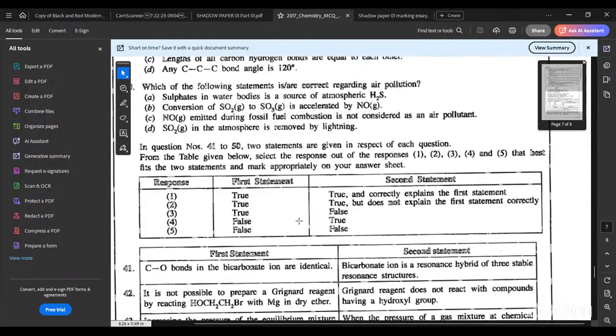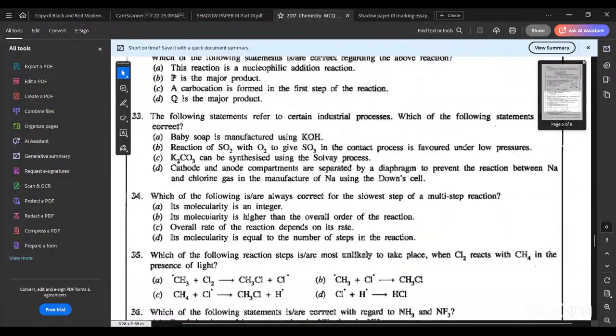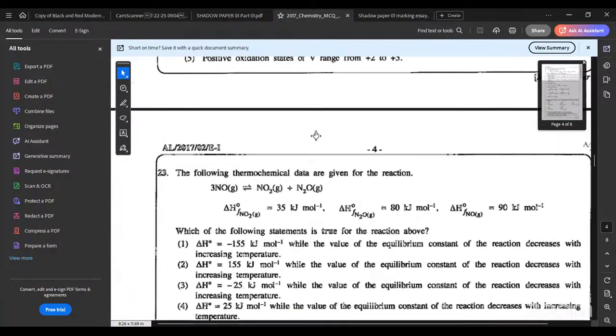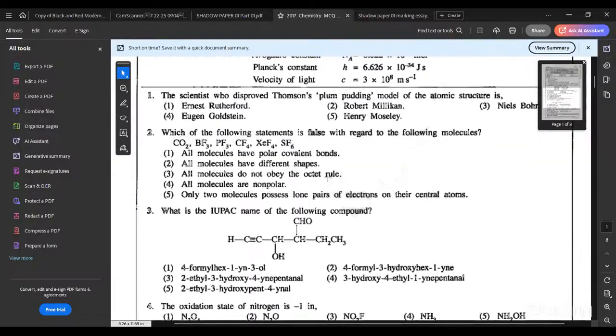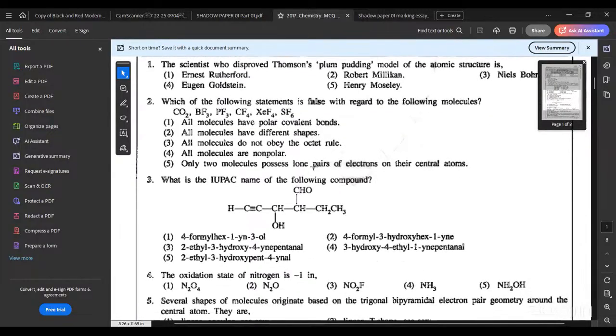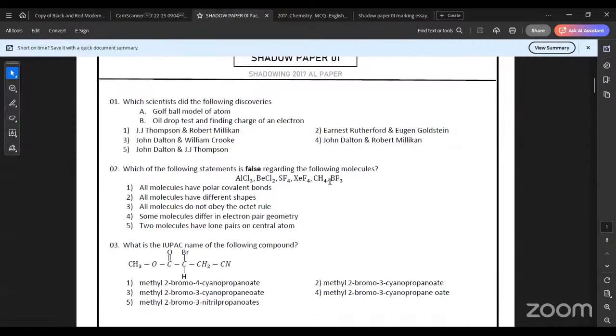Words like 'correct' are nothing to worry about. So most of the time they are giving 'which of the following is correct', but sometimes they will give 'which of the following is false' also. Right. Then people, this question, let's go to the shadow paper.